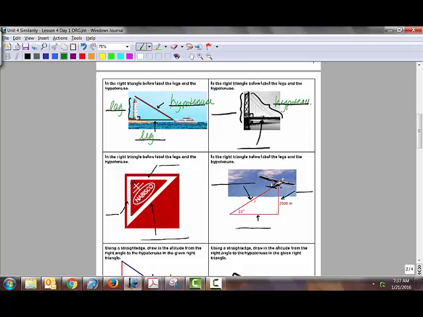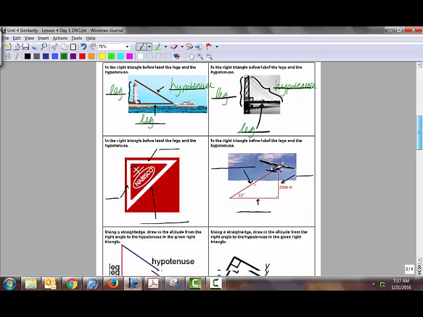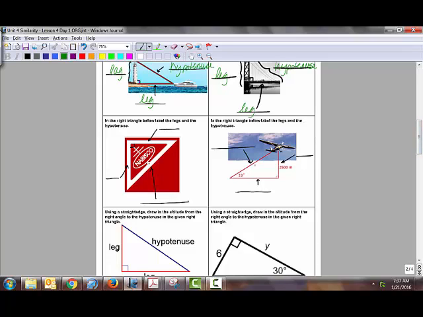Write the entire word. Do not just write H or HYPT or whatever. Spell it correctly. Practice it now so that you get it correct on the test. Find the right angle, go across from it, label that side the hypotenuse. The other two are legs.